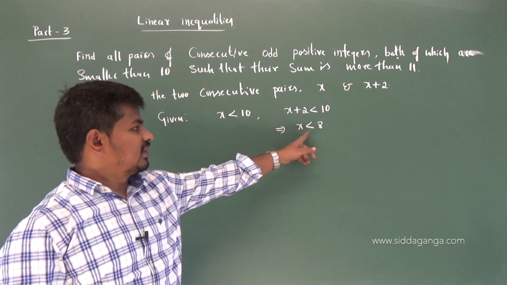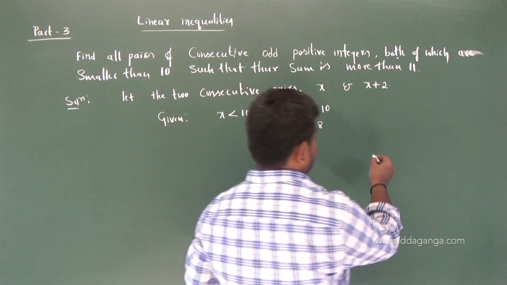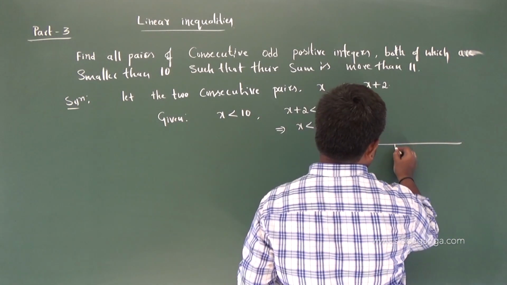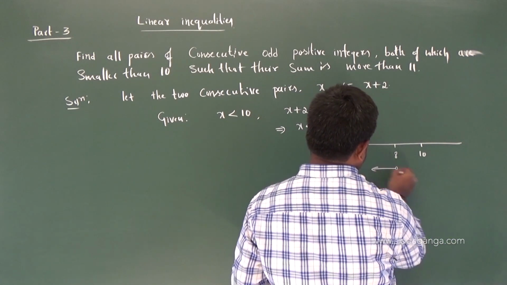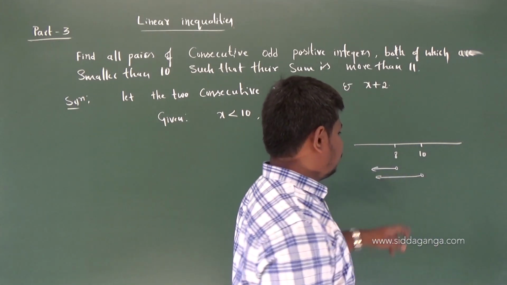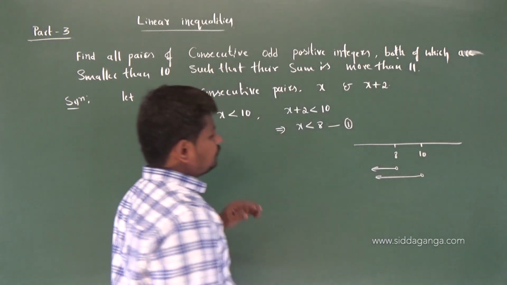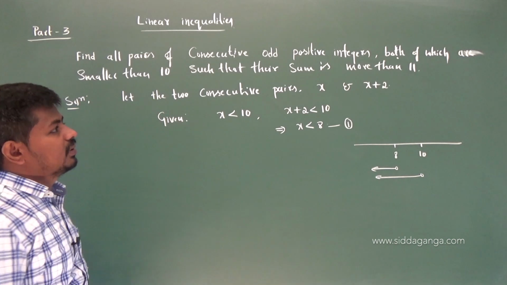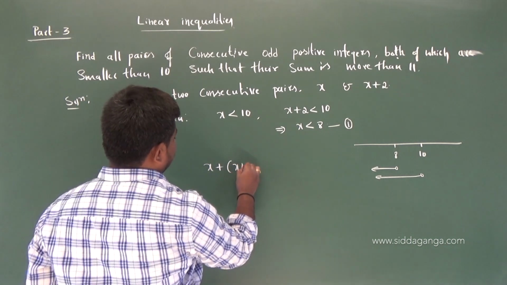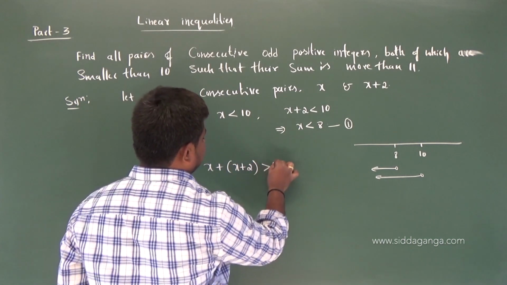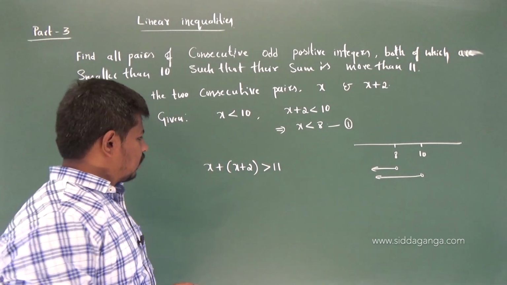From these two I can take x less than 10. Comparing these two, if you draw a number line, this is 8, this is 10, so the common values start from 8. I consider this as the first statement. And one more thing they have given: the sum is more than 11. So x plus x plus 2 is greater than 11. Then what pair satisfies these two conditions? That's the question, so let's solve this.